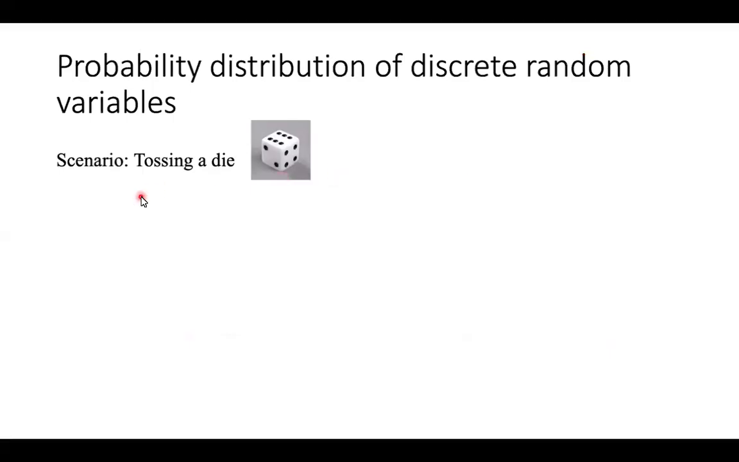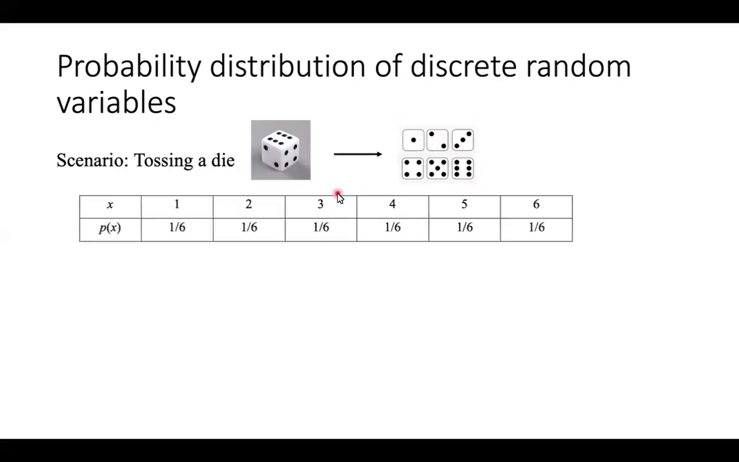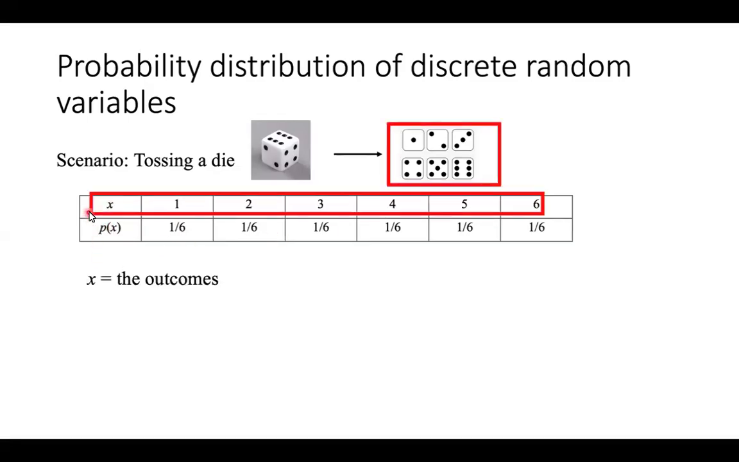Let's consider this scenario, tossing a die. If we were to toss a die, we get the following outcomes. So we get a 1, 2, 3, 4, 5, and 6. And we can put it in a table. We call this tabulation. And in a table, the first row is the outcomes.